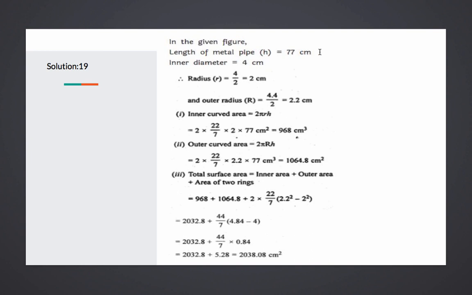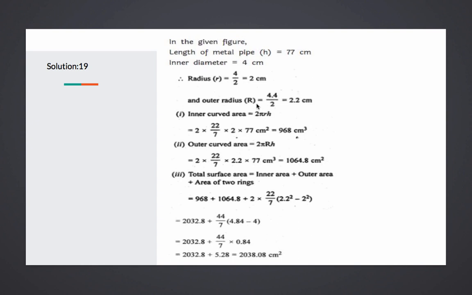The figure is already given in your book. You all can see that. That's why I have not drawn this figure part. In the given figure, what is shown? Yes, the length is 77 centimeter. Clear? So this length is clear. This will act as the height, the length of the metal pipe. If this is the metal pipe, then it will be the height itself, 77 centimeter. Inner diameter 4. So what's the inner radius? Half of that, that is 2 centimeter.